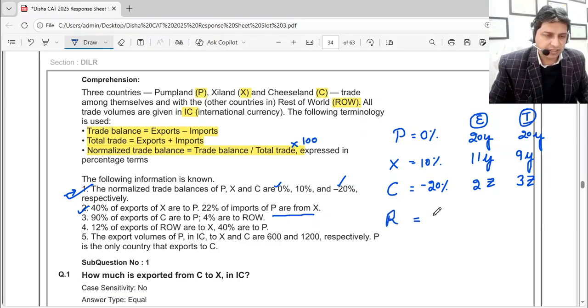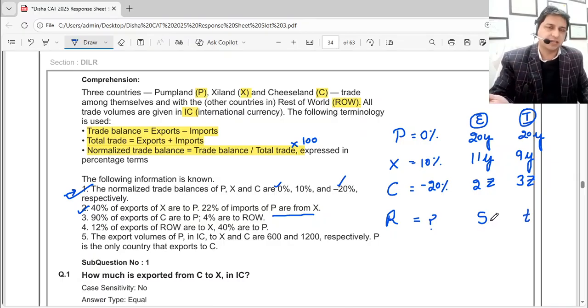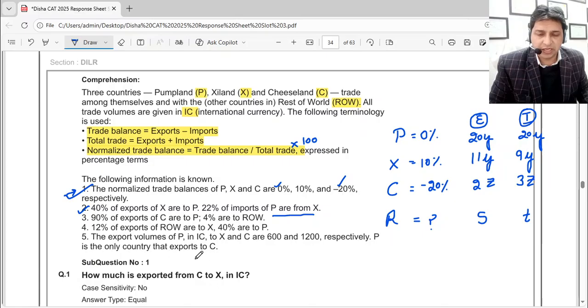So let's say we have not been given the normalized trade balance. Let's take this as S and this as T. S is the total export and T is the total import. Now this is given to us. The import value of P in IC to X and C are 600 and 1200 respectively. P is the only country that exports to C. Now the numbers have been given to me.